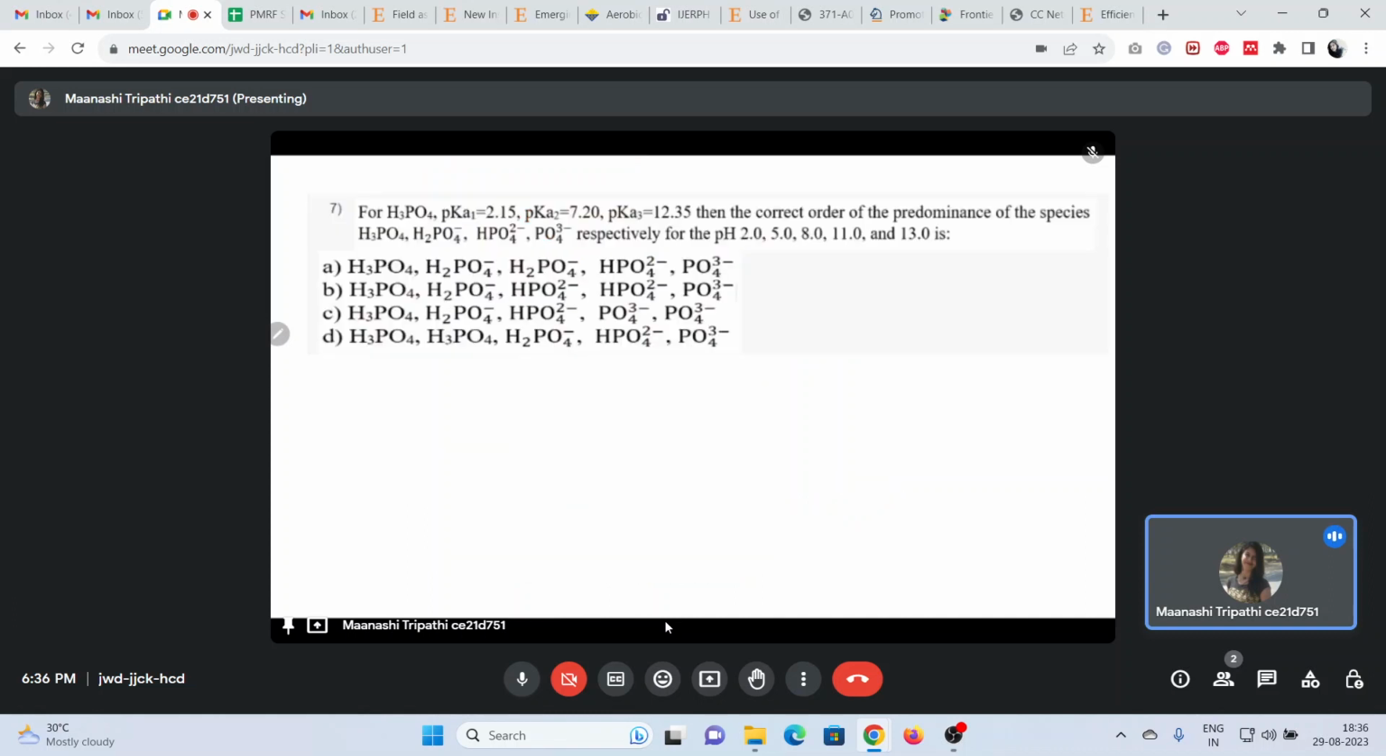Moving towards question number 7. For H3PO4, pKa1, pKa2, pKa3 are given. Then the correct order of the predominance of the species at pH 2, 5, 8, 11 and 13 is. Okay, which of these species will be predominant at all these pHs? That we have to see. Please try to solve this question. We will see the solution for the question in a while.